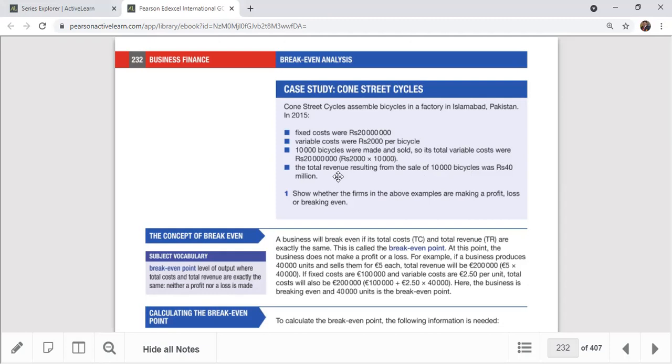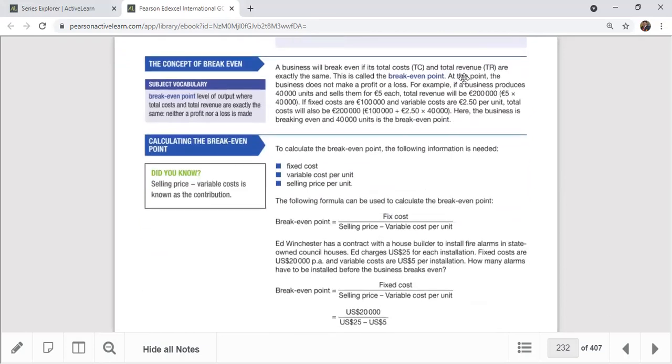So in the first case study, the music record label is making a profit of 644 million because their revenue exceeds their cost. But in this case, the revenue is exactly the same as the total cost. We had the fixed cost 20 million, variable cost 20 million, then 40 million there, and revenue also 40 million. So that is equal, right? The break even concept is a level of output where total cost and total revenue are exactly the same; neither profit nor loss is made. So this is called the break even point.